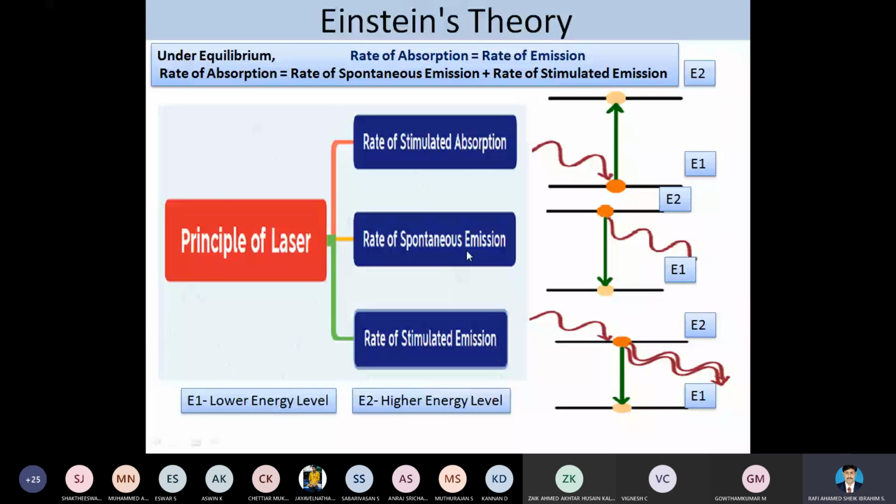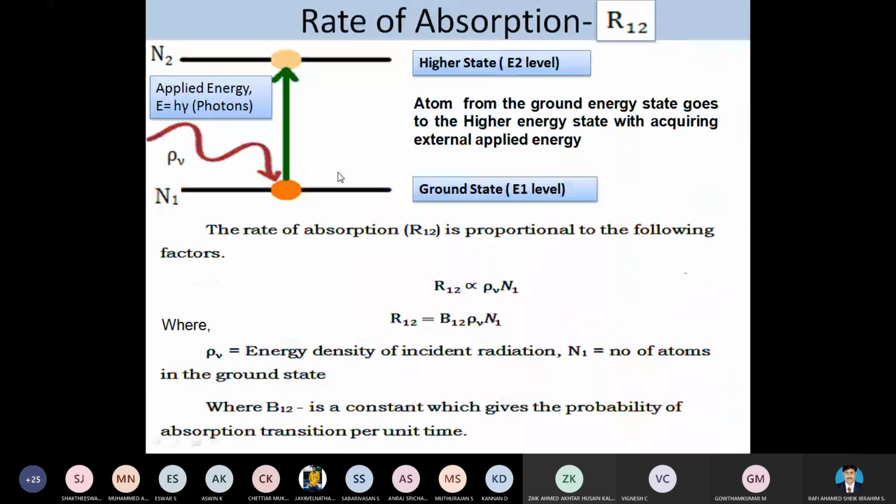For our case, we have two different types of emission: spontaneous emission and stimulated emission. So the above condition is modified as: rate of absorption equals rate of stimulated emission plus rate of spontaneous emission. We have to consider these terms. Now we are going to measure the values for these terms. Let's start with the first stage.